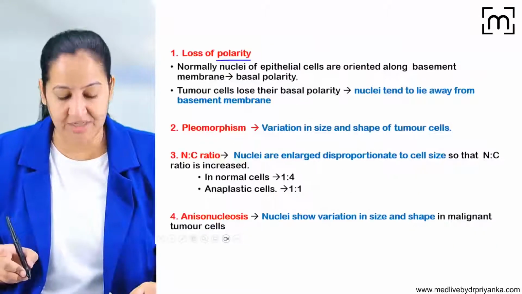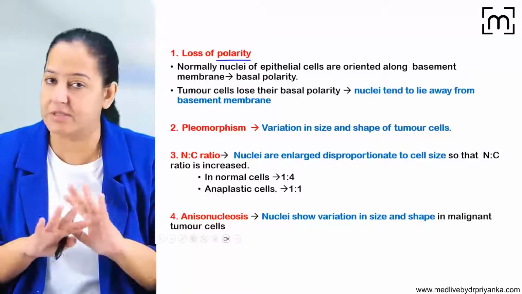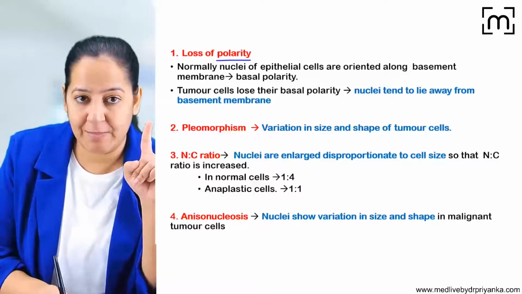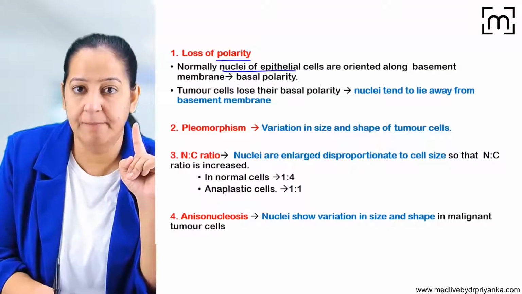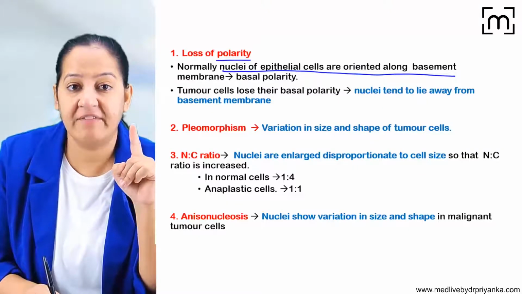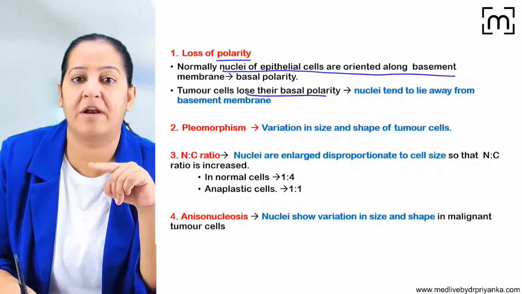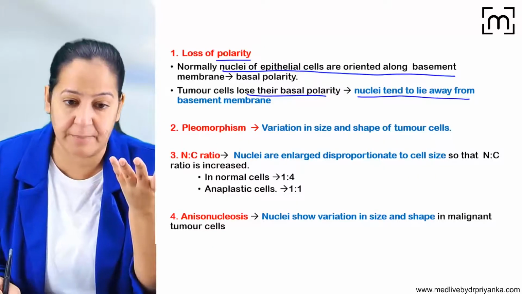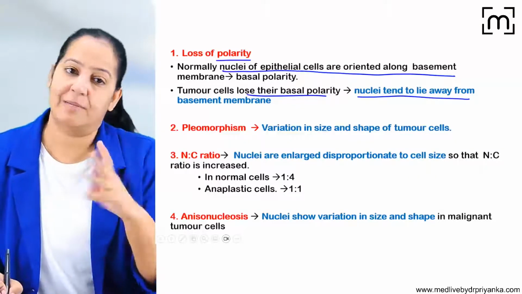So the first feature is basal polarity. Express in your own words. Don't try to mug up. So what is basal polarity? Normally the nucleus is present along the basement membrane. But whenever the tumor cell loses the basal polarity, the nucleus tends to lie away from the basement membrane. So in anaplasia, the basal polarity is lost.